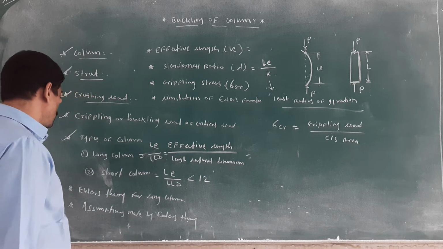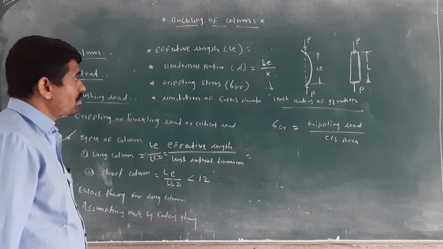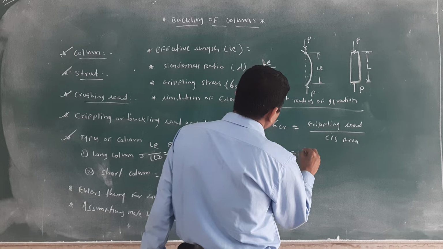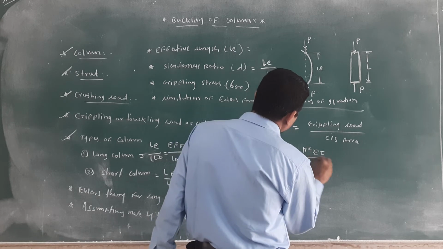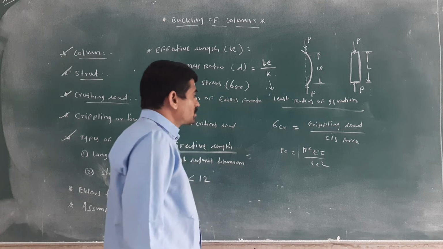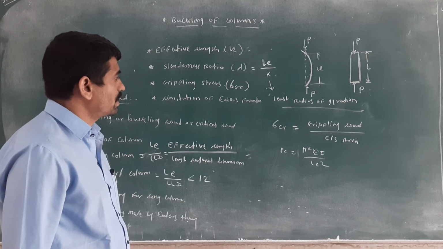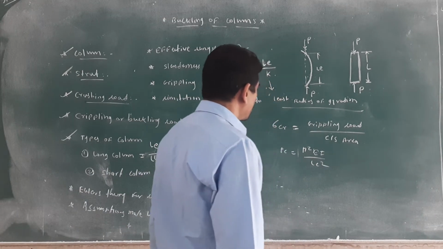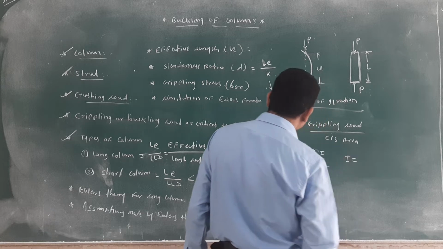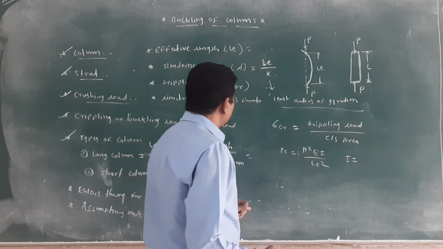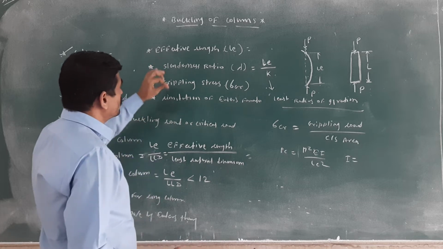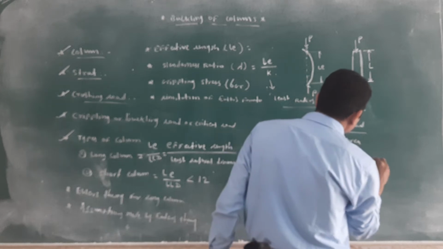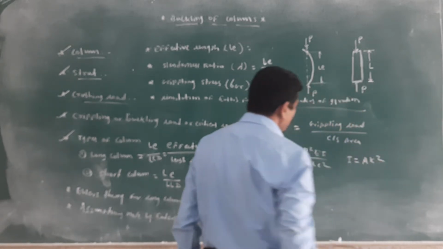We have seen already in Euler's theory for the long column that the crippling load PC is equal to pi square EI divided by LE square. Then what is I? I is equal to A K square. This is the least moment of inertia.